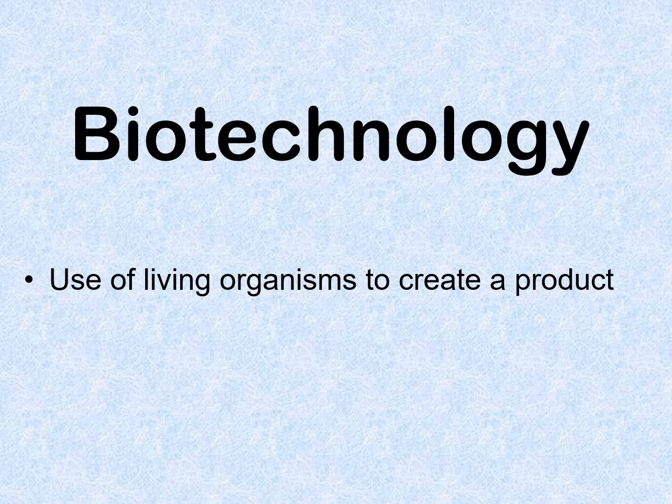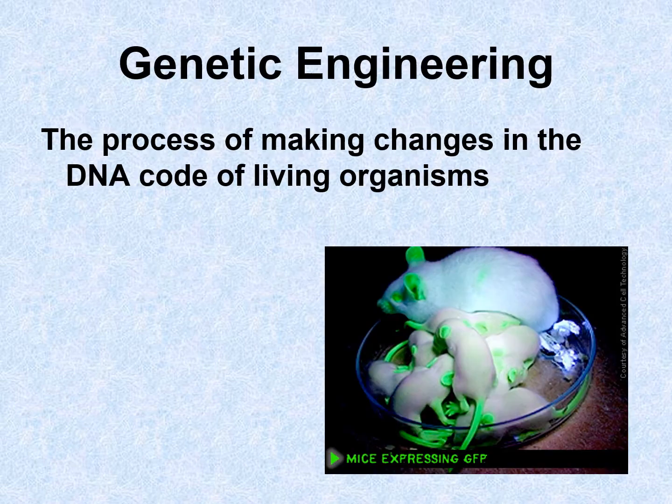So when we talk about biotechnology, which remember is also called genetic engineering, this is where we use living organisms to create a product. So for example, we use bacteria in order to make insulin. That would be an example of biotechnology. That would be an example of genetic engineering. And the DNA that's in the bacteria that has the bacterial DNA and the human insulin gene, that would be an example of recombinant DNA.